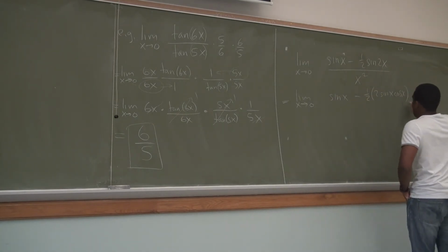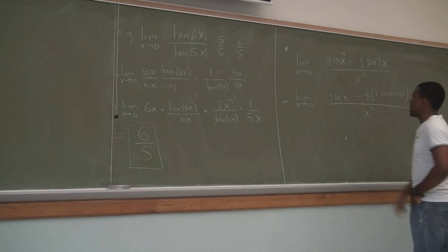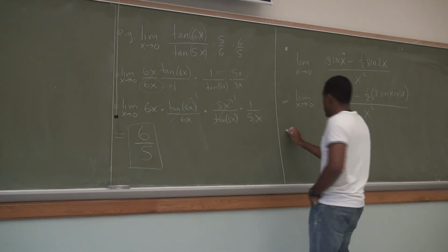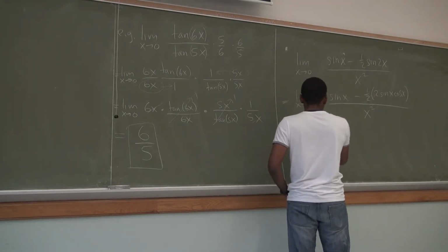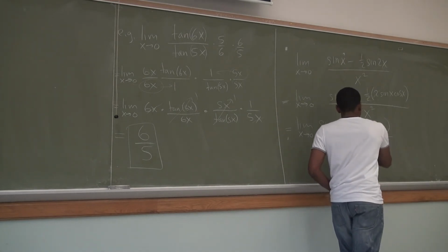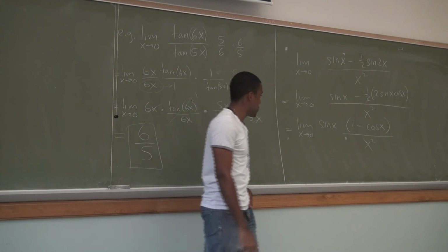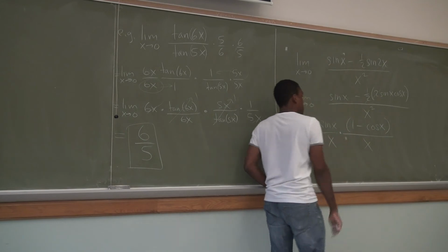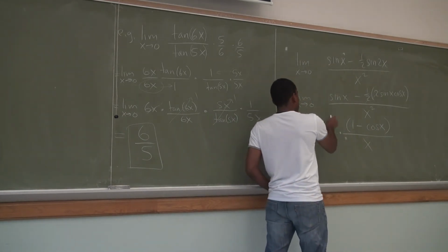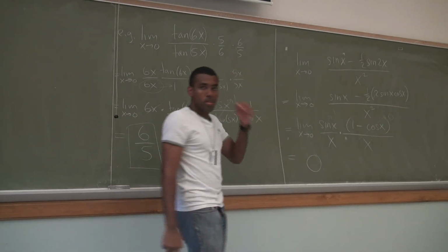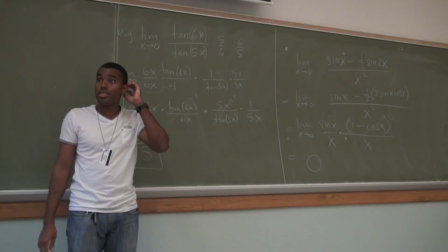Okay, then what? The 2's can cancel, and then you factor out a sine x. And now you can split the x's up. I can actually take this x squared and put one of the x's under here. And now you use the special trig limits. This guy goes to 1, that guy goes to 0. The x becomes 0.